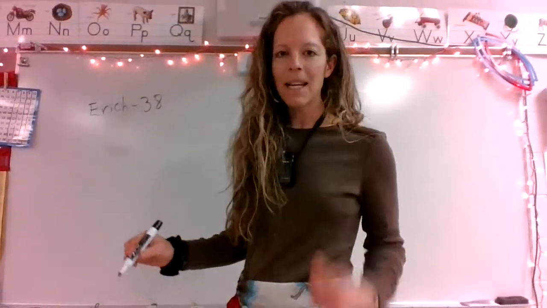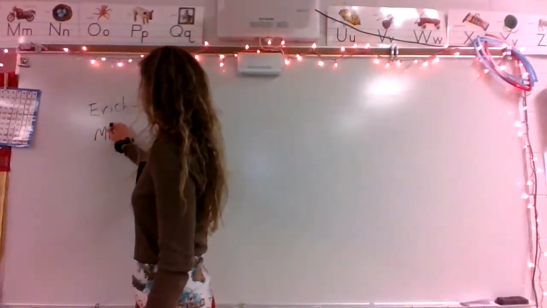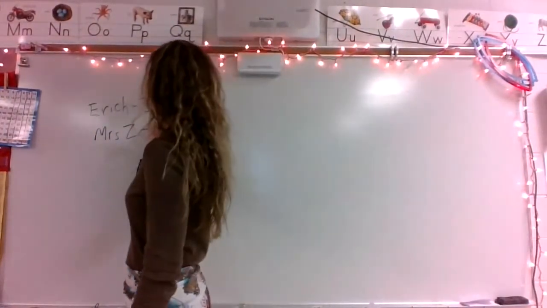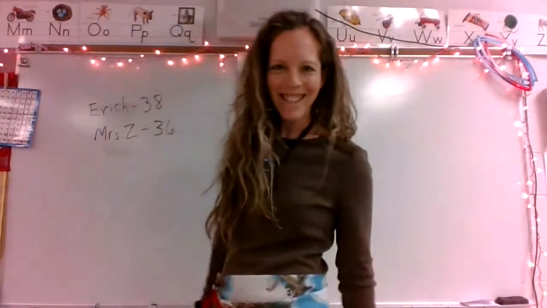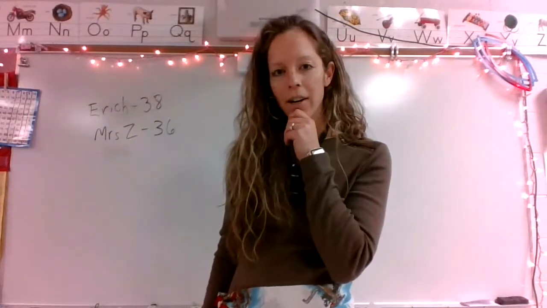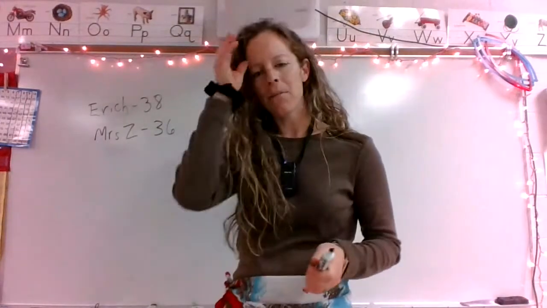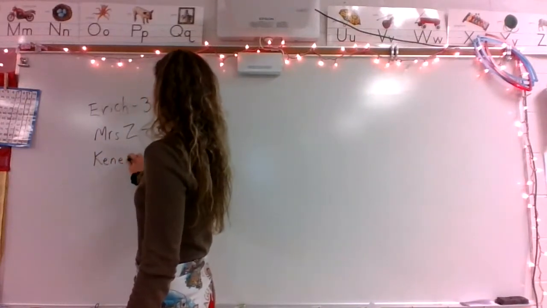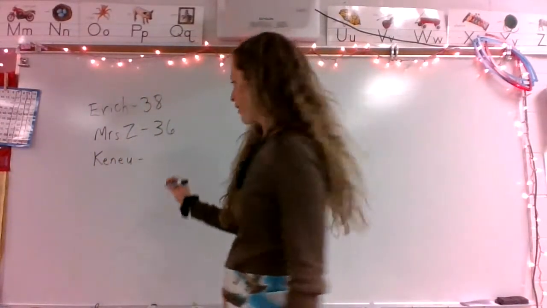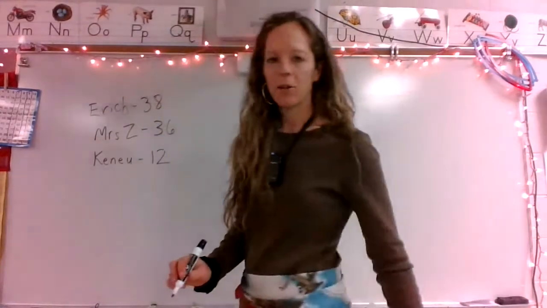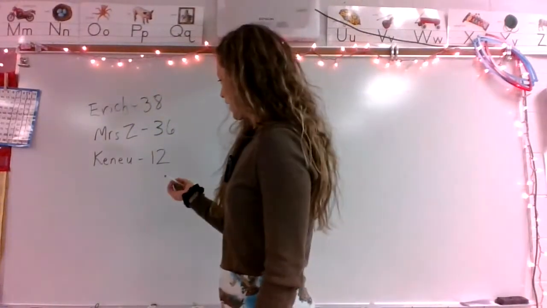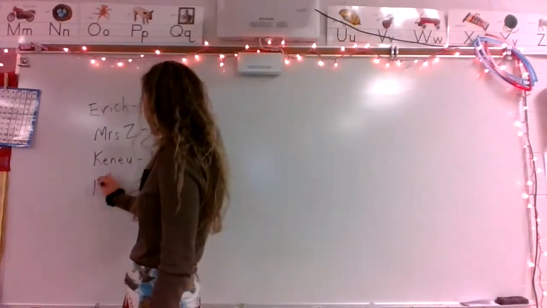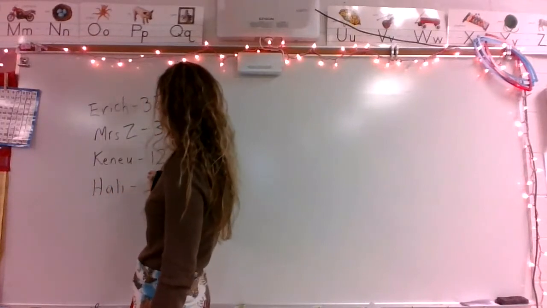Then there's me, Mrs. Z. I should have called him Mr. Z. Mrs. Z is 36. And I'm going to include our fur babies because it'll help with some of our math problems. There is Canoe, our old black lab, and she is 12. She'll be 13 very soon. And then there is, actually, who comes next? It's Hallie. Hallie is 6.